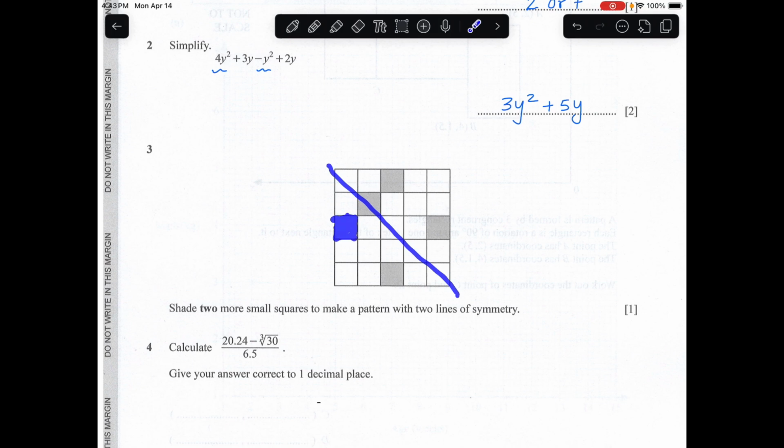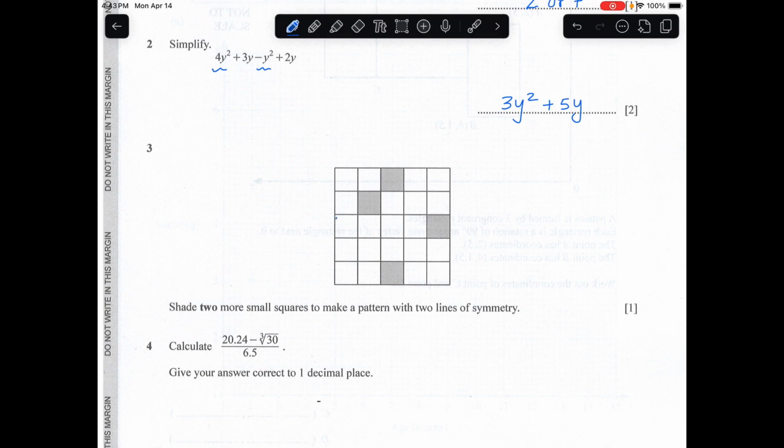then the pattern would be symmetrical, right? Also, if I shade this square, the pattern would be symmetrical. So the correct answer for this question would be to shade the first square here, and then you can shade the second square over here, so that we have 2 lines of symmetry.